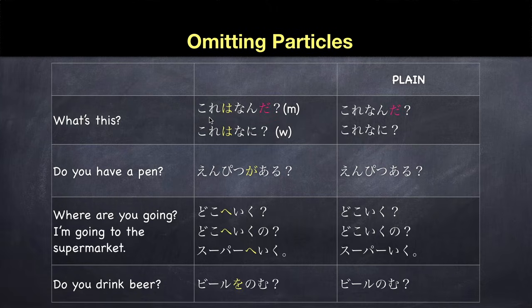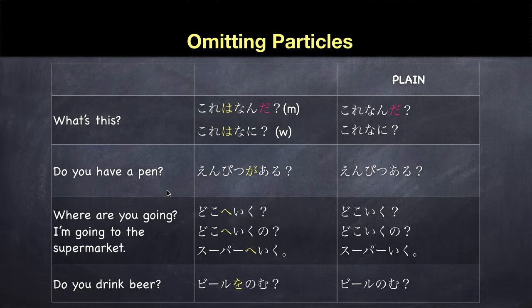What's this? これはなんだ? So adding da makes it a bit rough, so it's mostly used by males. You can drop wa and just say これなんだ? Or これは何? So this sounds a bit feminine, so used by females. So you can drop wa and just say これ何?